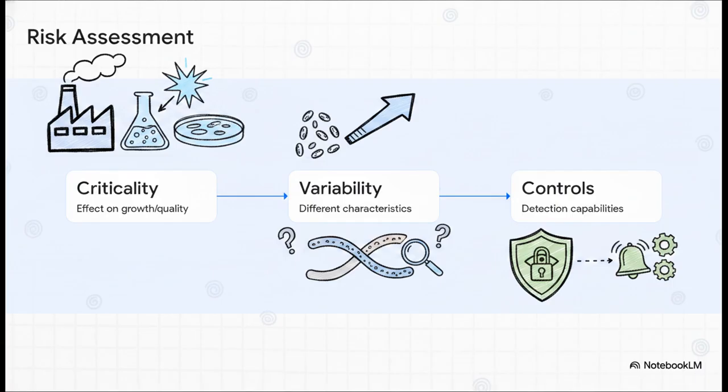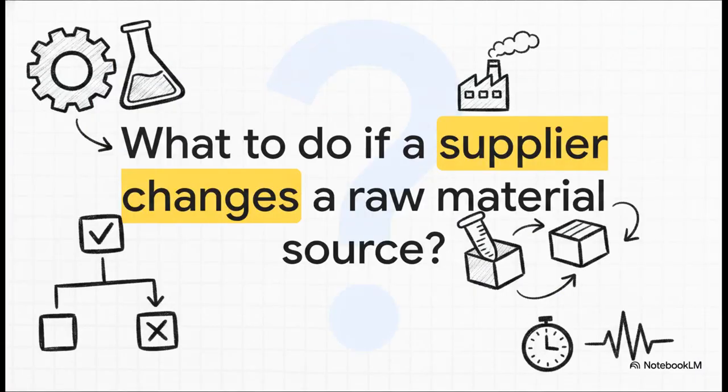First, assess criticality. How directly does this material affect cell growth and product quality? Second, assess variability. Is the new source bringing in meaningfully different characteristics? And third, assess controls. Are our current detection capabilities actually good enough to catch a problem before it ruins a whole batch?